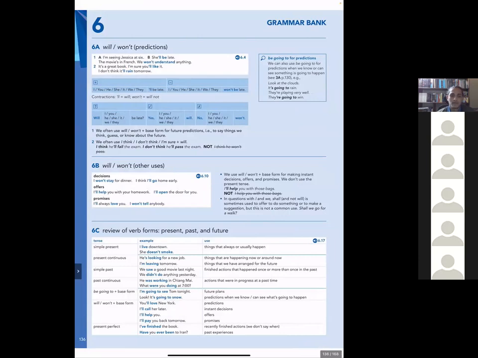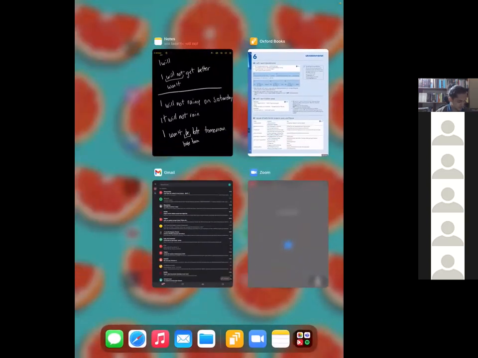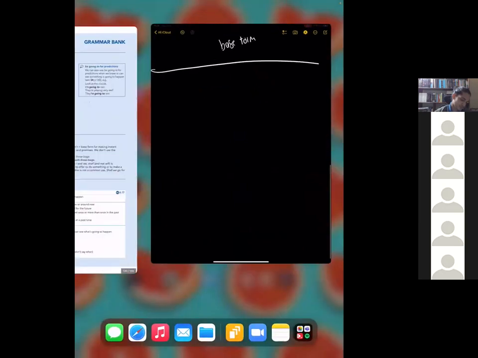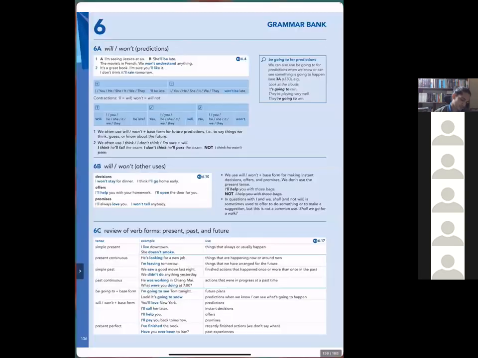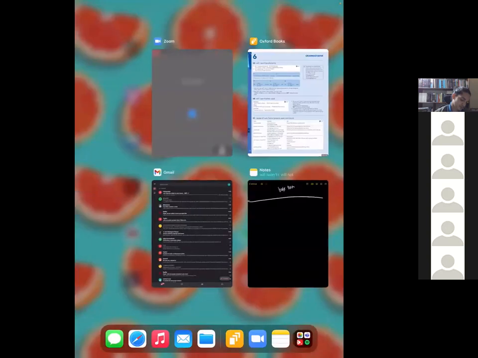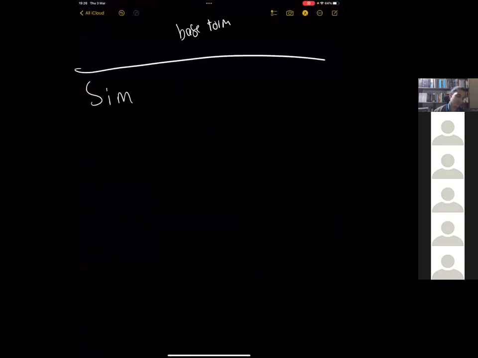So let me go ahead and start with it. In this case, we're gonna review simple present, present continuous, simple past, past continuous, be going to, will or won't plus base form, and present perfect, which means there are 7 different tenses. Okay, so let's go ahead and start right now. So the first one is simple present. Okay, let's go one by one. Who remembers when to use simple present?